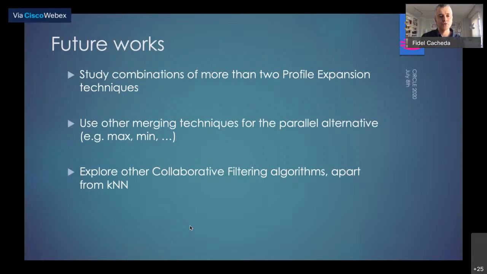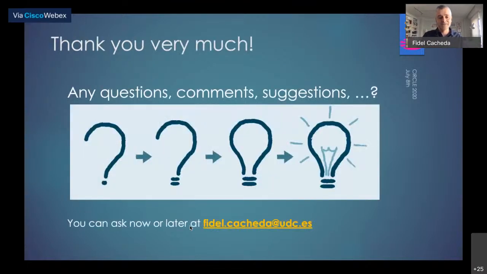As future work, we would like to explore the combination of more than 2 profile expansion techniques. Especially, we would like to see where it doesn't make sense to continue adding more techniques. We would like to try the parallel alternative more with other merging techniques and stuff like that, and of course other collaborative filtering algorithms. Okay, sorry, I'm over time, but I hope everything is clear.